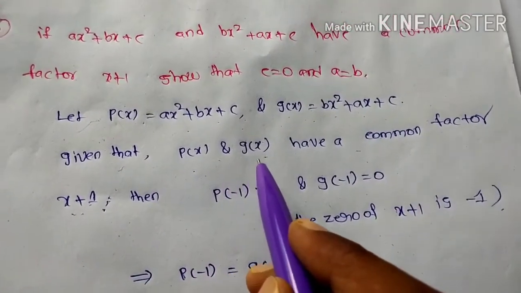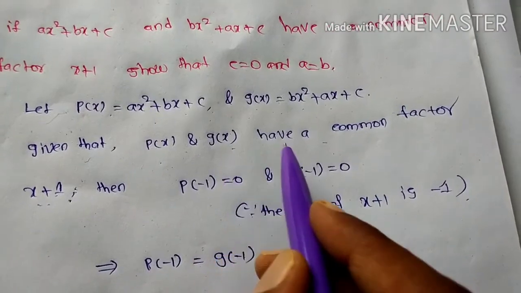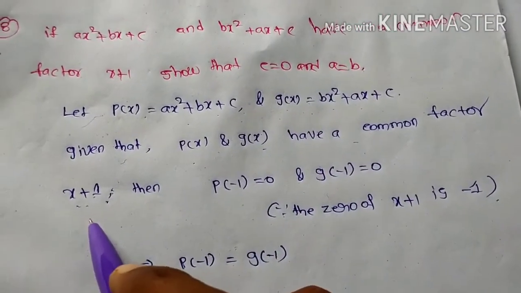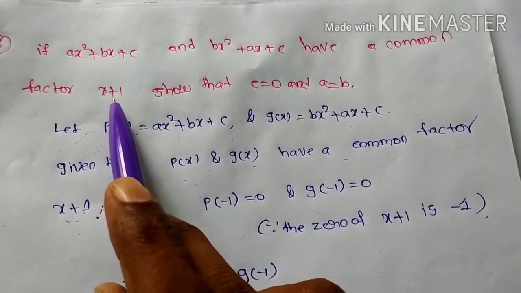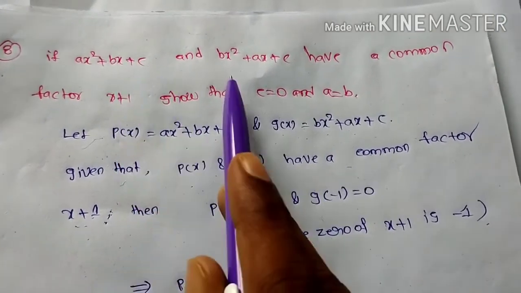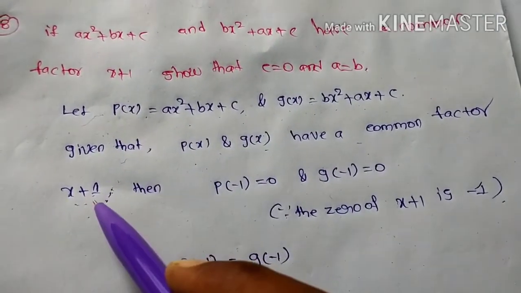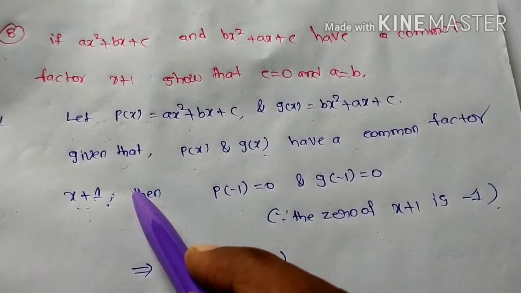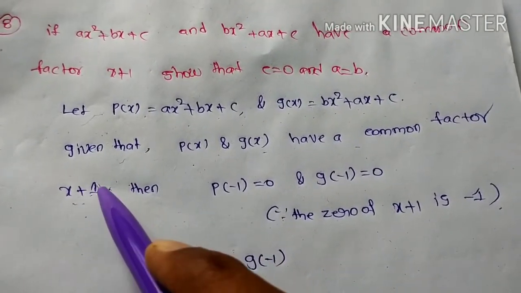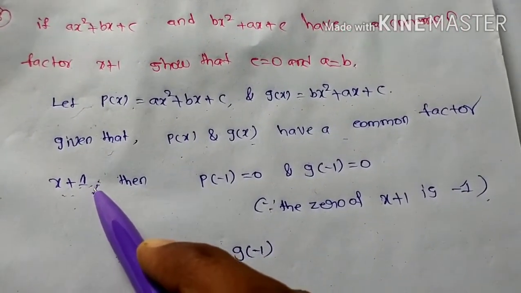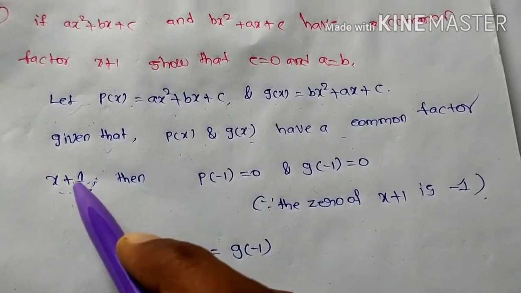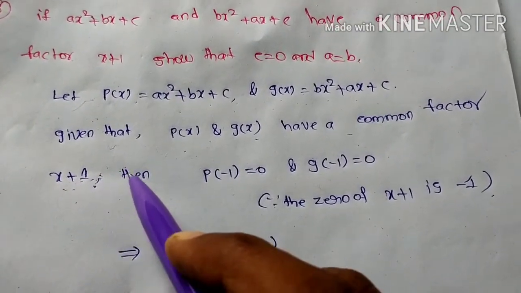Given that these two polynomials have a common factor x plus 1 or not? Yes or no? Once you can see here, this is the common factor of p of x and g of x or not? Yes. First of all, you can equate it to 0. Why? Because we need to find the 0 of x plus 1. What is the 0 of x plus 1? If I am equating to 0, x plus 1 is equal to 0 means x is equal to minus 1 or not?